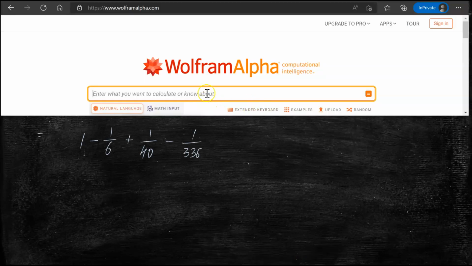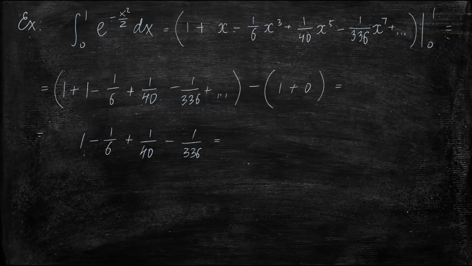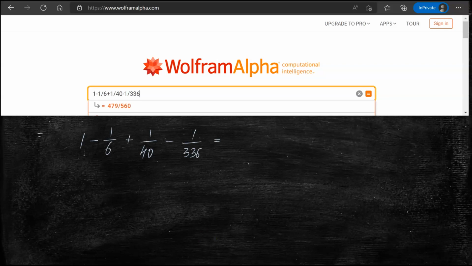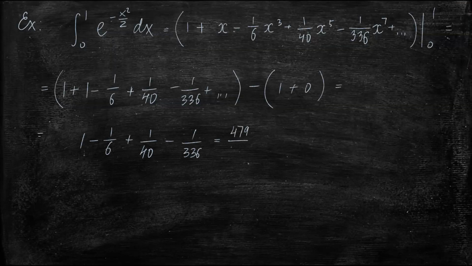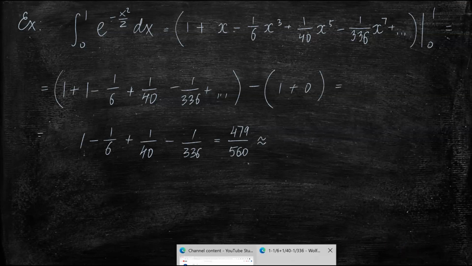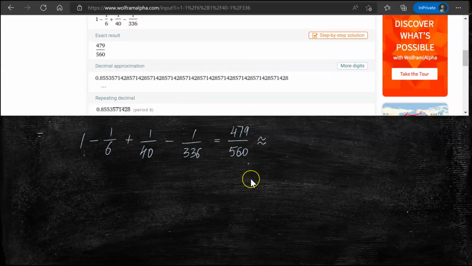So to do the computations, I'm just going to use Wolfram Alpha. But again, these are the type of computations that any calculator can do. So approximately we estimate this to be equal to 479 over 560, which is approximately equal to 0.855.